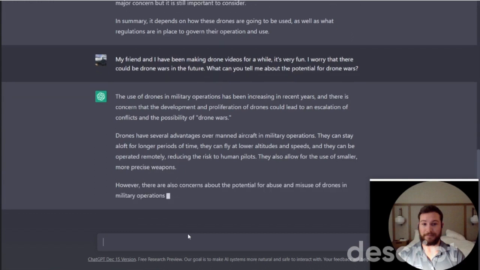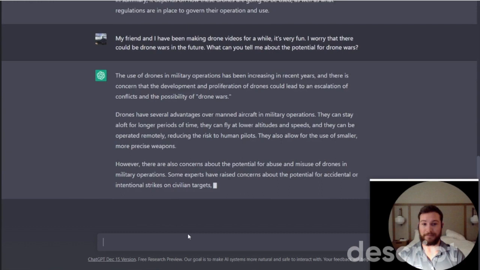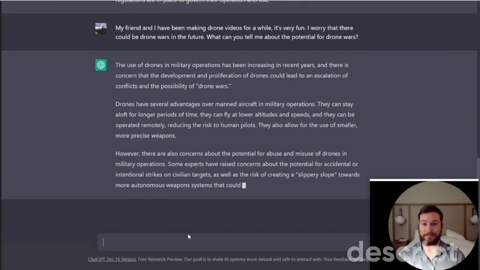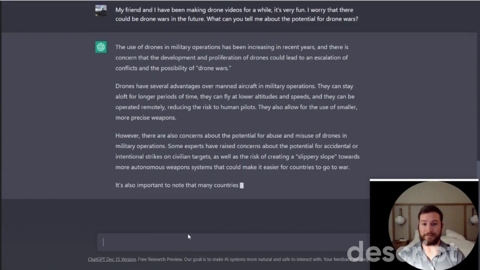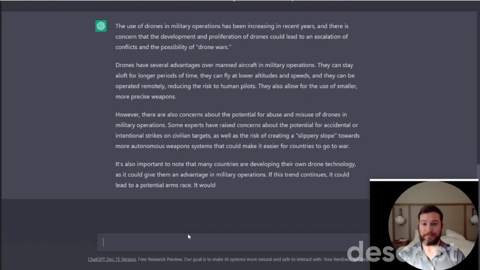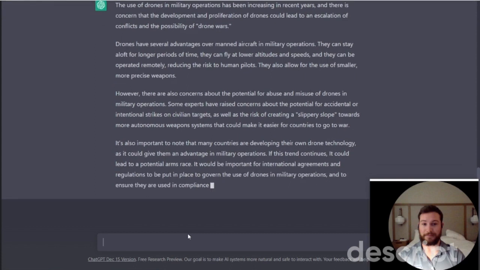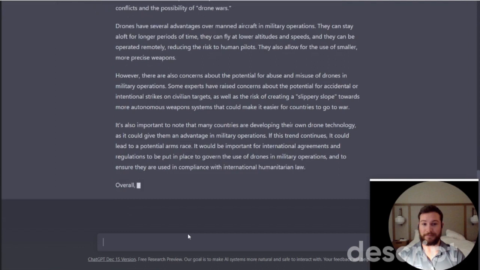Some experts have raised concerns about the potential for accidental or intentional strikes on civilian targets, as well as the risk of creating a slippery slope towards more autonomous weapons systems that could make it easier for countries to go to war. It's also important to note that many countries are developing their own drone technology, as it could give them an advantage in military operations. If this trend continues, it could lead to a potential arms race. It would be important for international agreements and regulations to be put in place to govern the use of drones in military operations, and to ensure they are used in compliance with international humanitarian law. Overall, the potential for drone wars is a complex issue that raises a number of ethical, legal, and strategic concerns that require careful consideration.